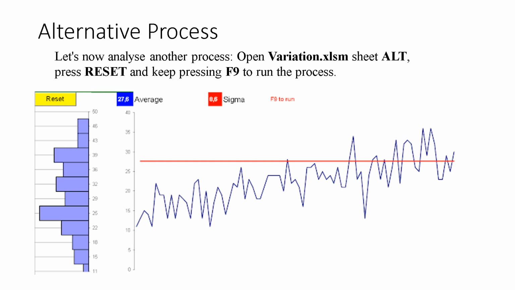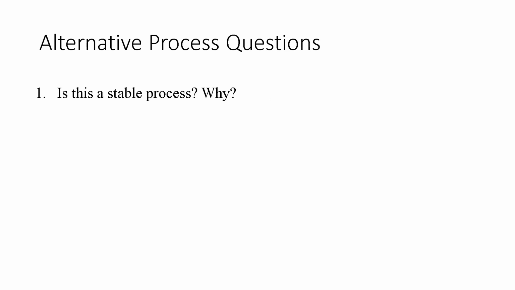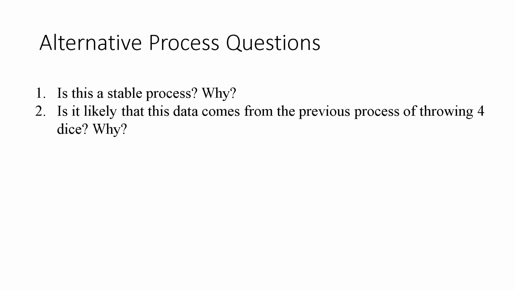Let's now analyze another process. Open Shift Alt, press Reset, and keep pressing F9 to run the process. Looking at the run chart, we can clearly notice that this process has a significant upward trend. Therefore, it is not a stable process. Its average is shifting up. It is very unlikely that this data comes from throwing 4 dice, apart from the values above 24, which would be impossible.